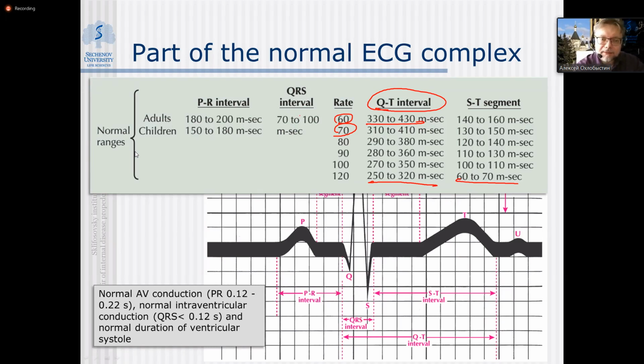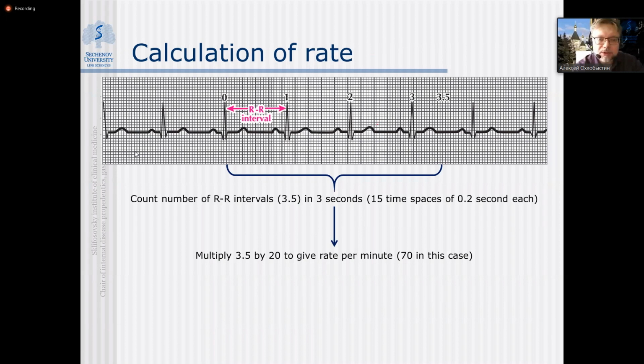Then PR interval also may change, but it's more or less stable. In adults, PR interval should be up to 200 milliseconds. It should be within 0.2. In children, it may be somewhat shorter. The normal value is up to 0.18. And it's important, that will be used for assessment of the conduction block. Good.